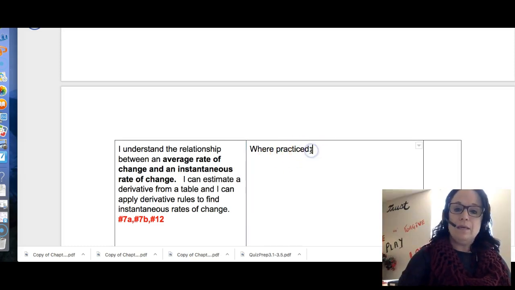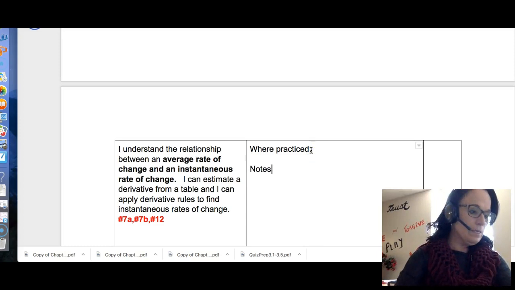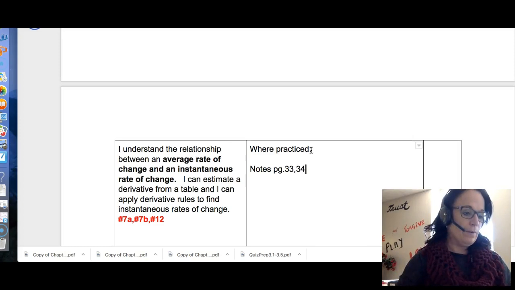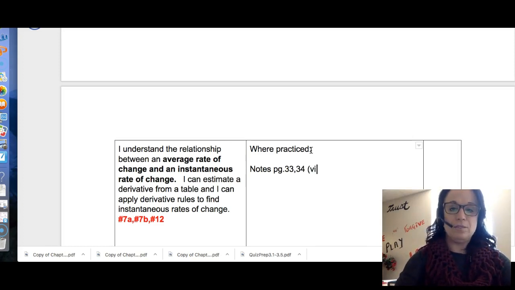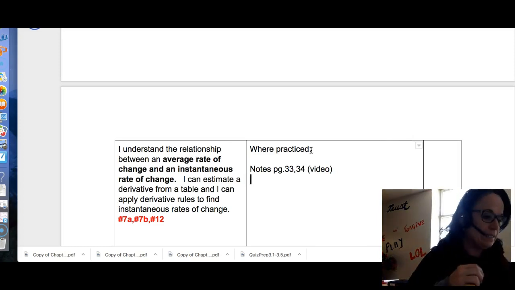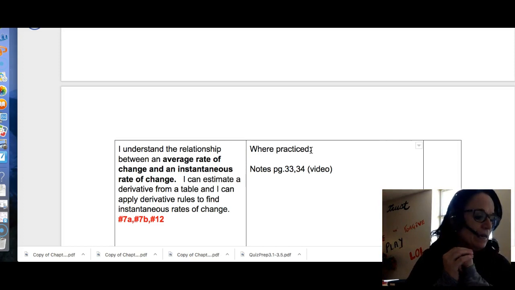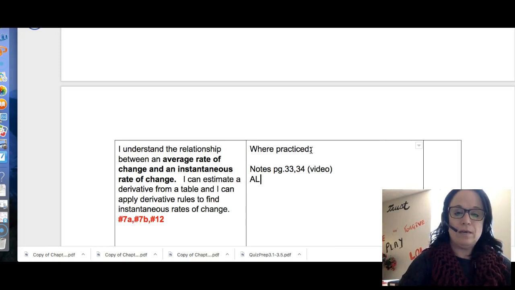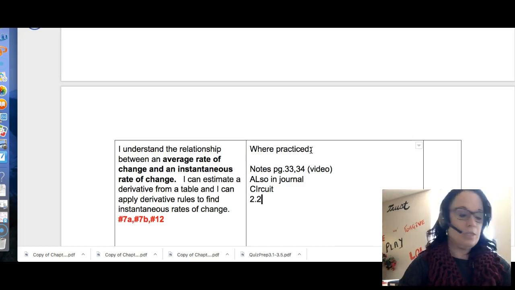So in your notes, we talked about this on page 33 and 34, and there's a video notes of that, so you might want to reference those if you're not quite sure of the difference between an average and an instantaneous rate of change and how we can use a table of values for those. We also have a sketch of that in your journal. We did it in a circuit, and on your worksheet we did it with velocity.